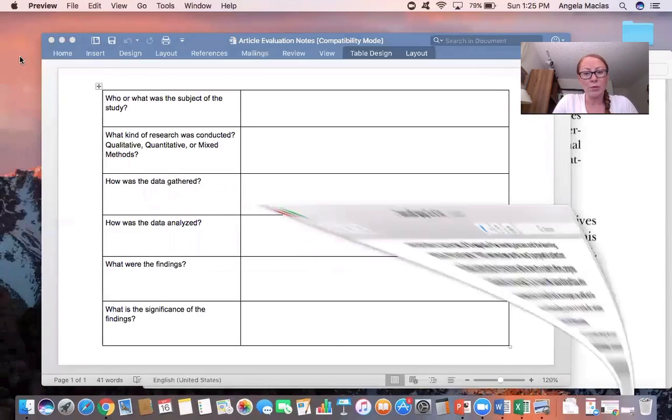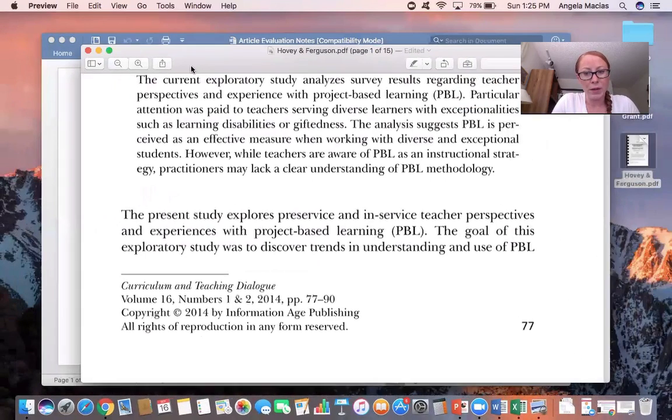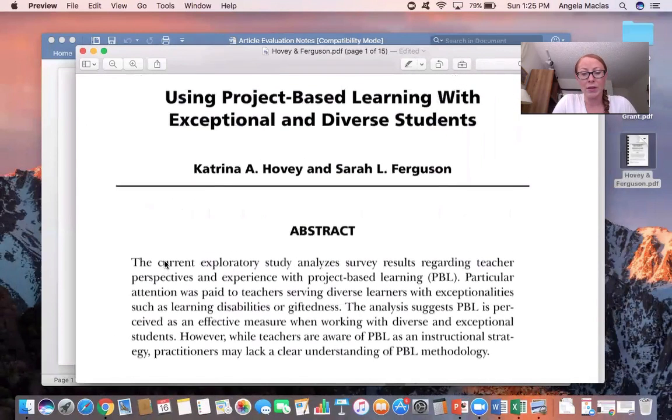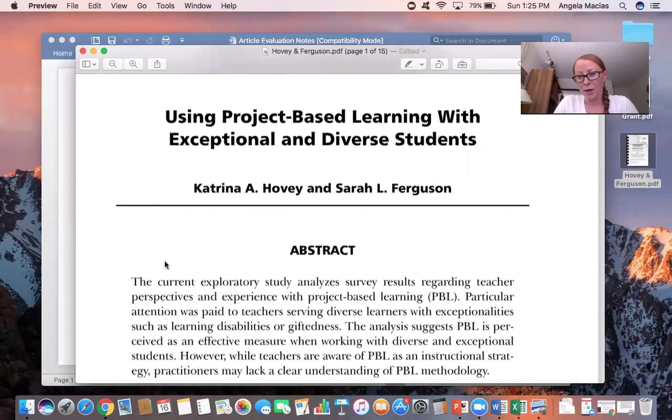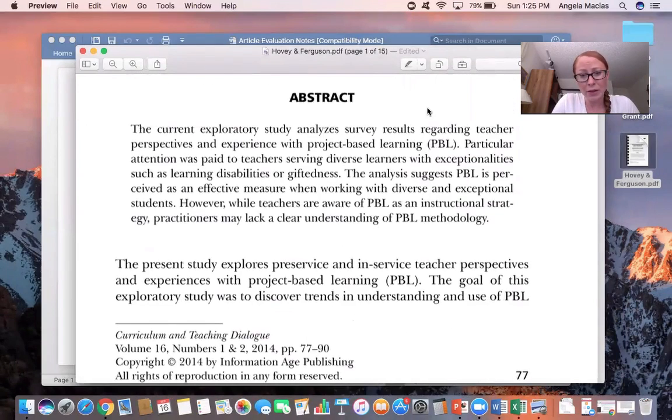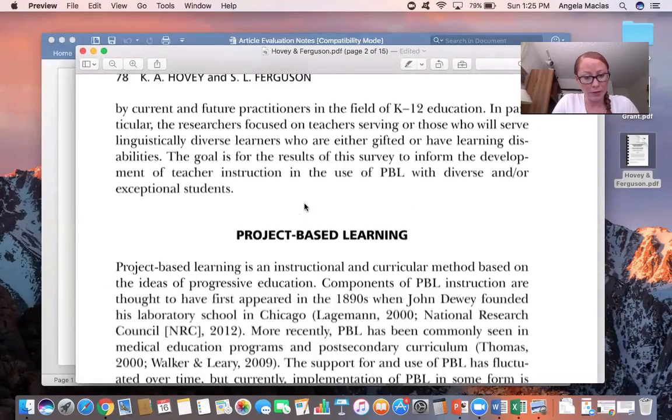Let's jump over to our other article and do the same process. We're just going to do a nice scan to see what's in here and see if it works for my project. I already know it's a quantitative study. I already know they use a survey. So I'm going to look through this and see what their headings have to say.